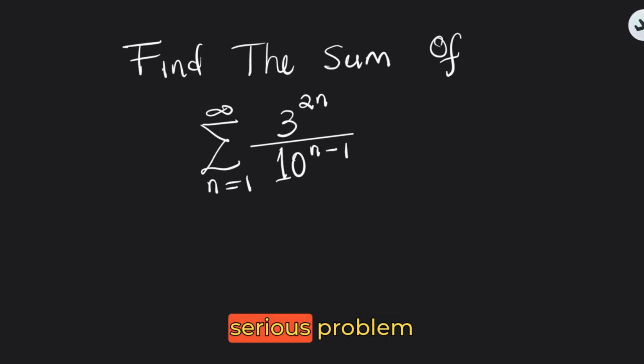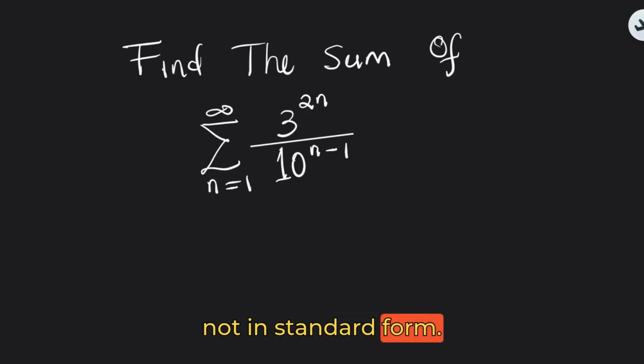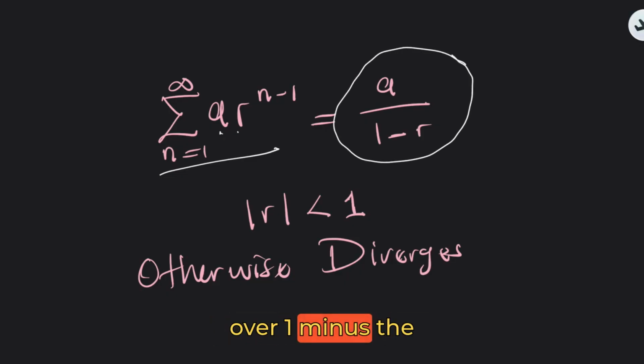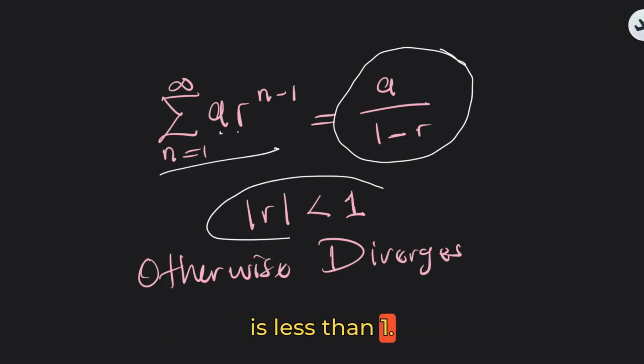We have a very serious problem to compute the sum of this series. Why? Because the series is not in standard form. Remember, when we have a series in this form, where a is the first term and r is the common ratio to the power n minus 1, then we know that the sum of this series is given by a over 1 minus the common ratio, provided the absolute value of the common ratio is less than 1.